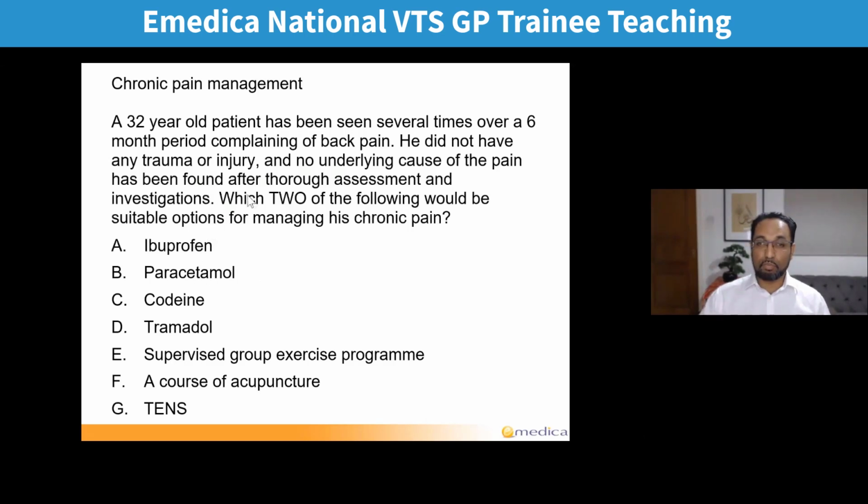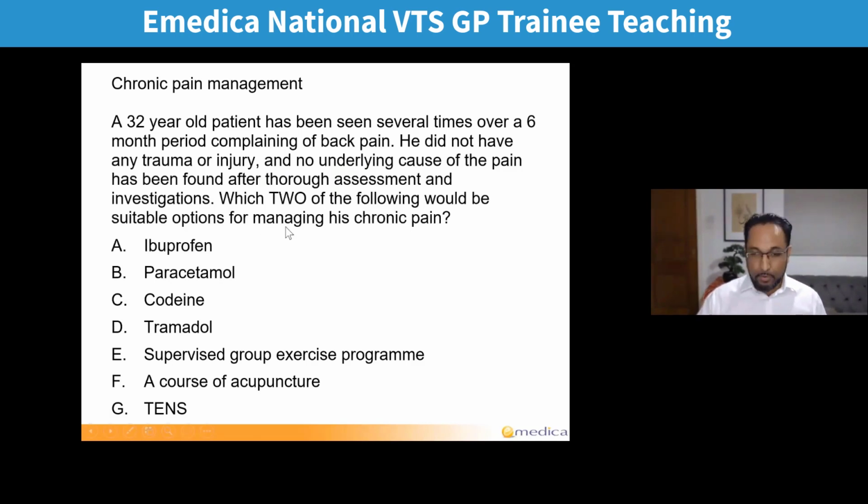Yeah, so this is chronic primary, right? Why? Because there's no underlying cause of the pain. All right. A few people have said that this is fibromyalgia. There's not enough information here to just call this fibromyalgia. Okay. You'd need to look for specific features to say someone's got fibromyalgia. All right. So what we're looking at is in managing primary chronic pain, and it's chronic because it's more than 3 months. It's primary because there's no underlying cause. Which 2 would be suitable?